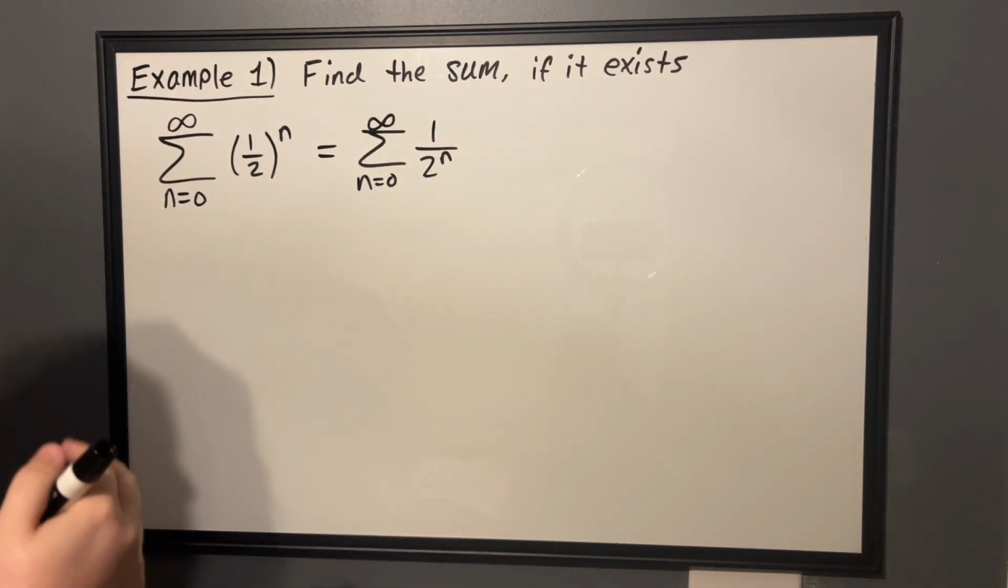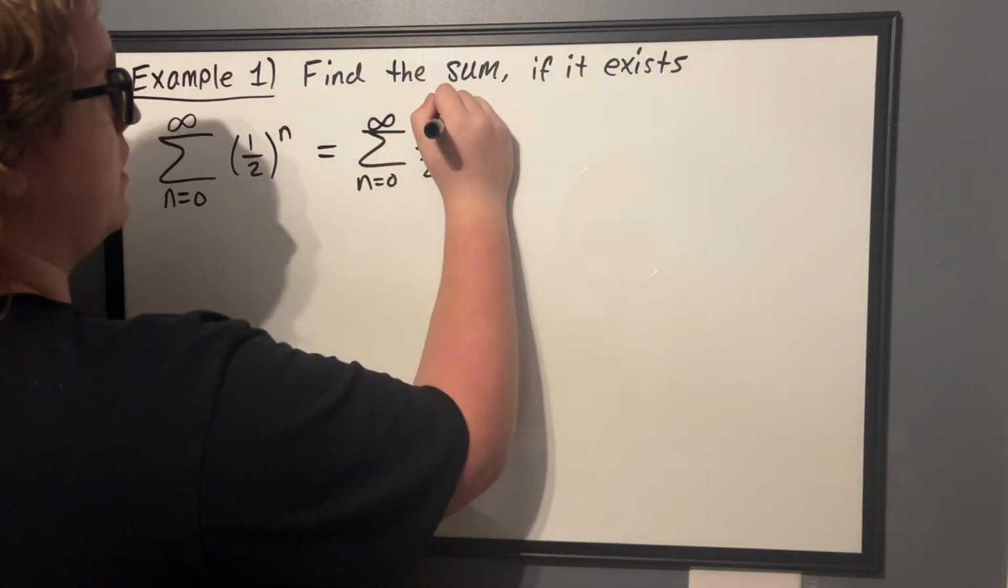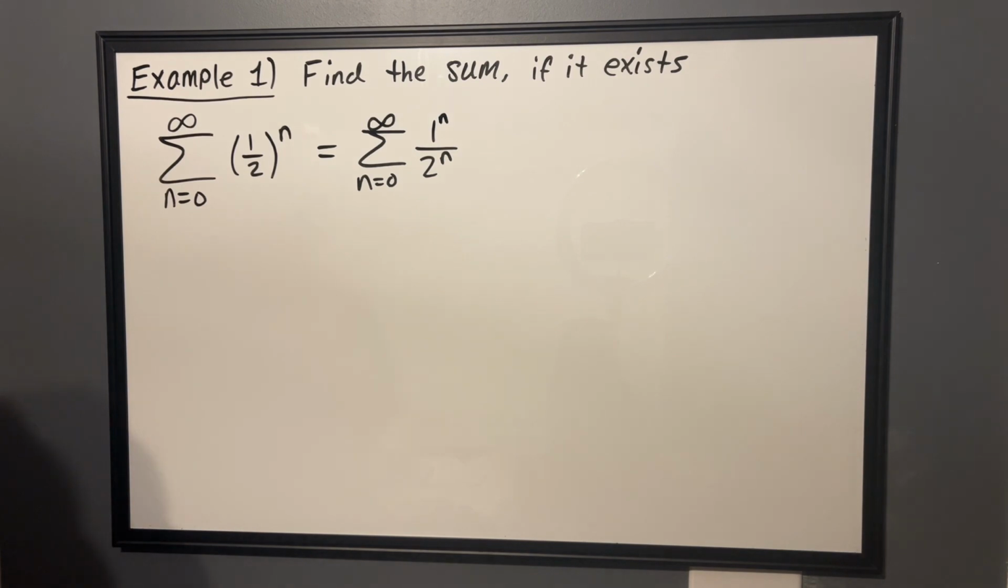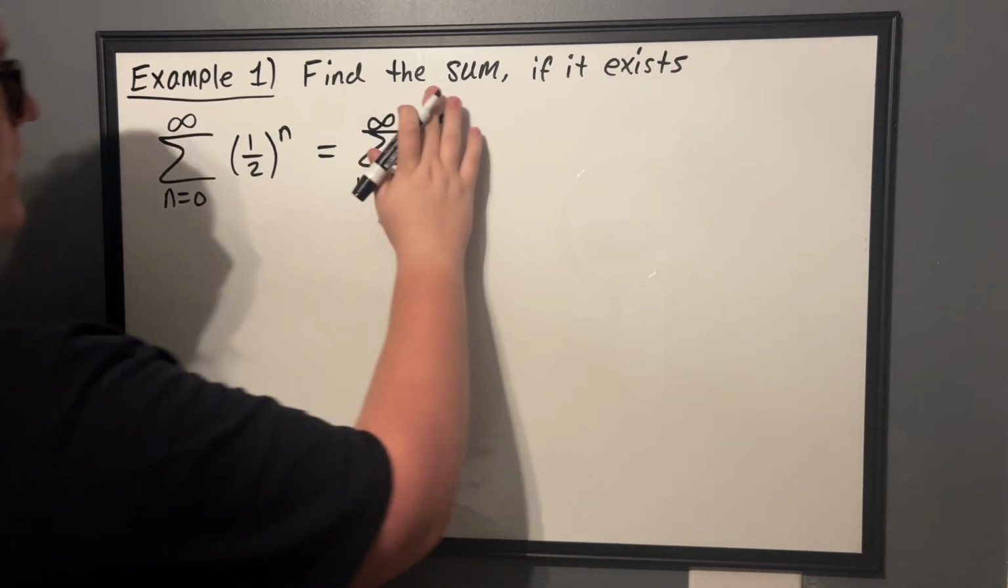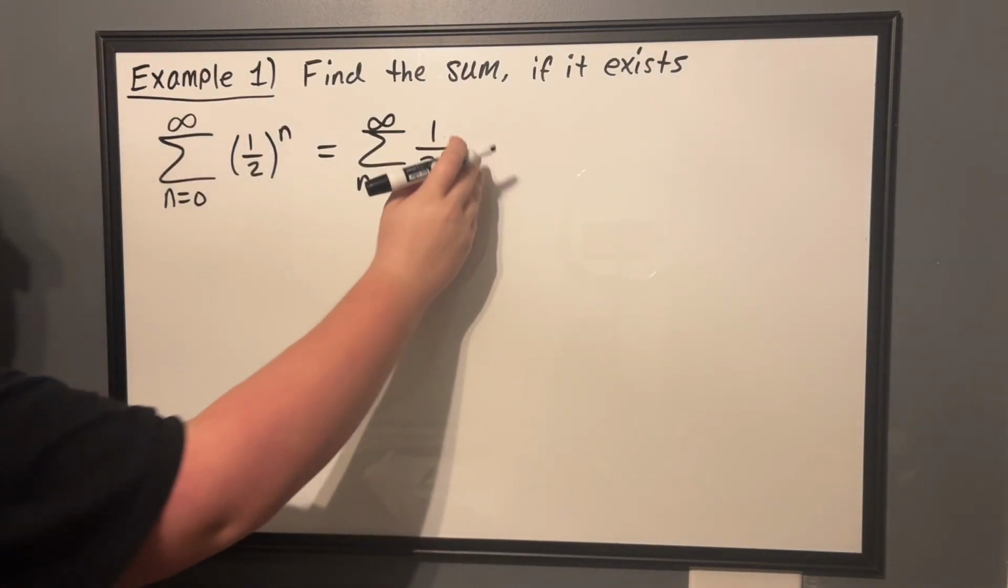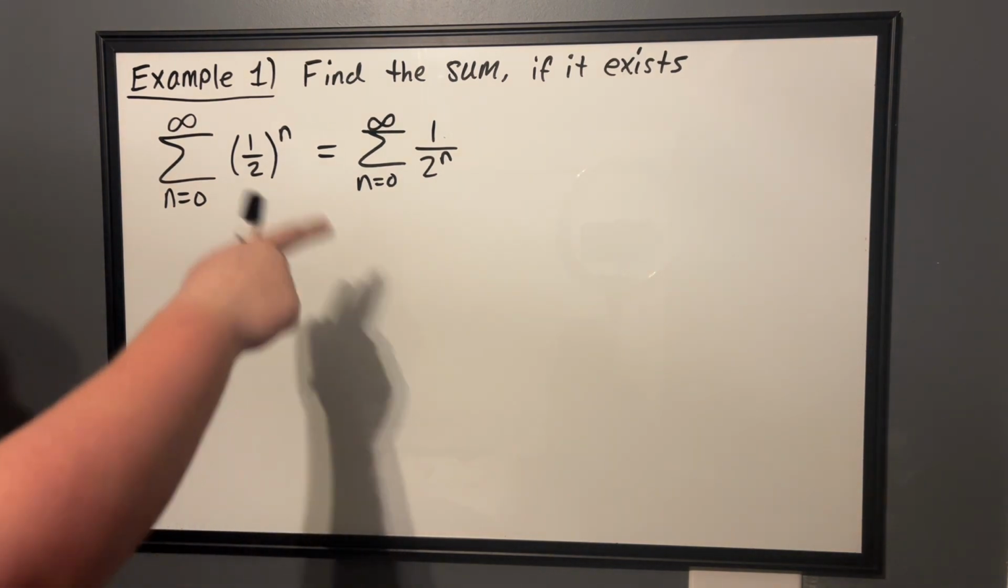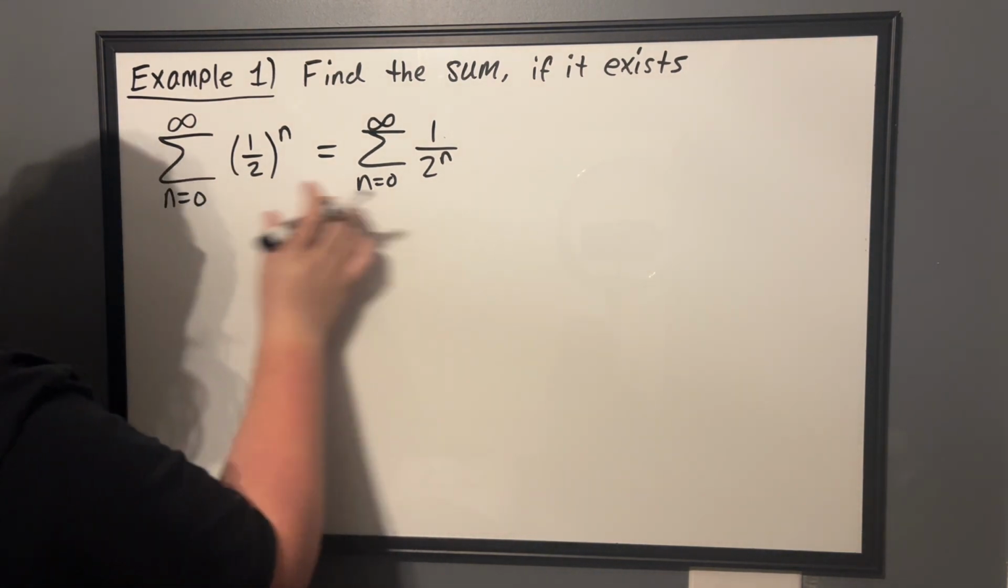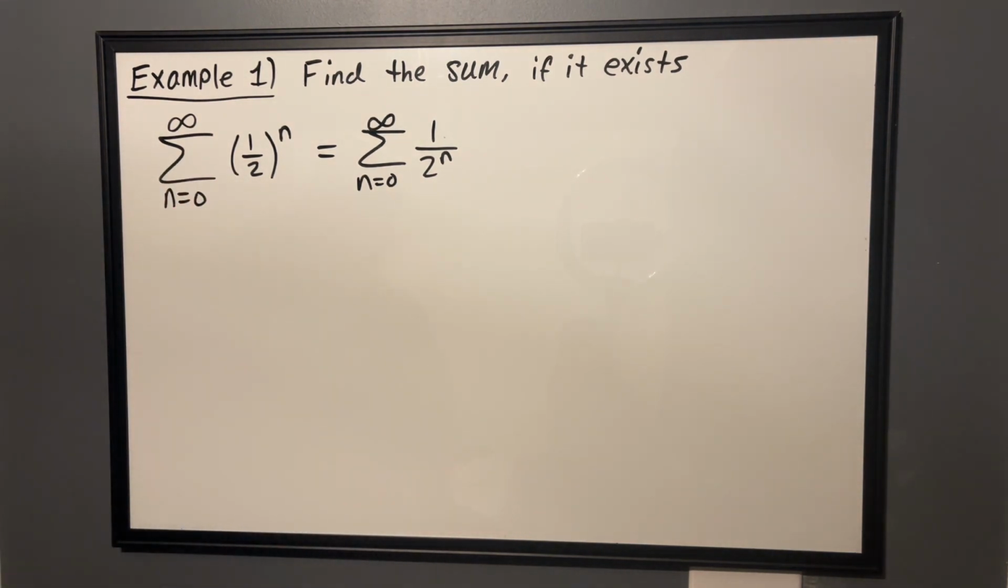This is the same thing because remember, this is also 1 to the n, but 1 to the n power is always just going to be a 1, so we can get rid of it. A lot of times professors will try to trick you up a little bit by writing it like this, but these series are actually the same.